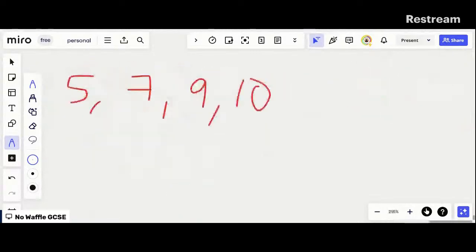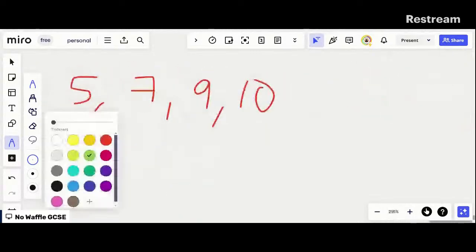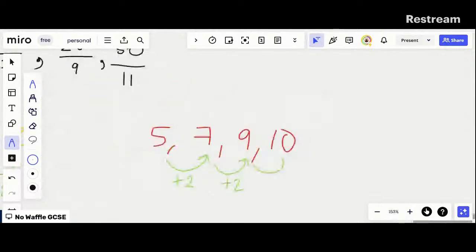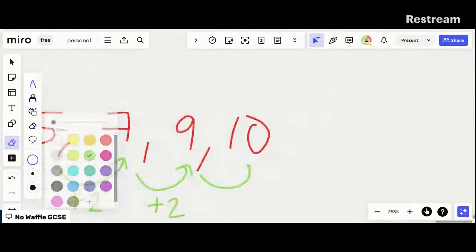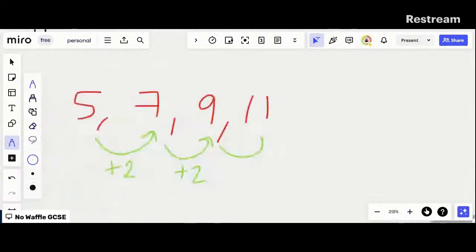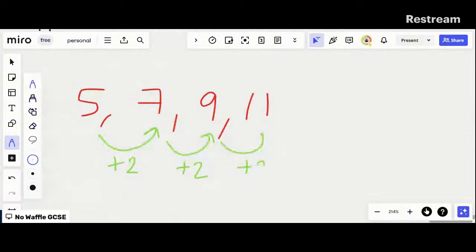And then for this one, what do we have? You've got 5 plus 2 is 7, 7 plus 2 is 9, and sorry, that shouldn't be 10. Sorry, that should be 11, shouldn't it? Yeah. And then, yep, that 9 plus 2 gives you 11 as well. So you've got two different types of sequences there.